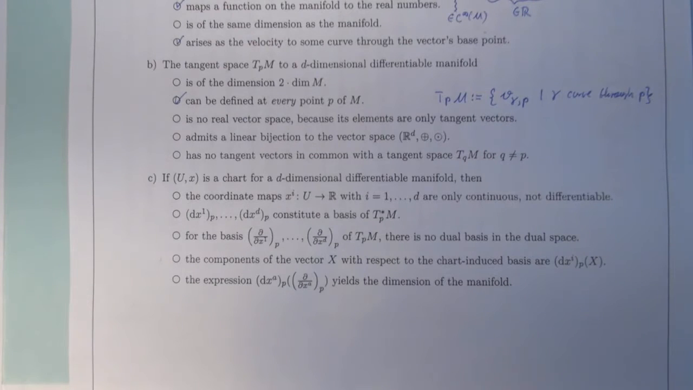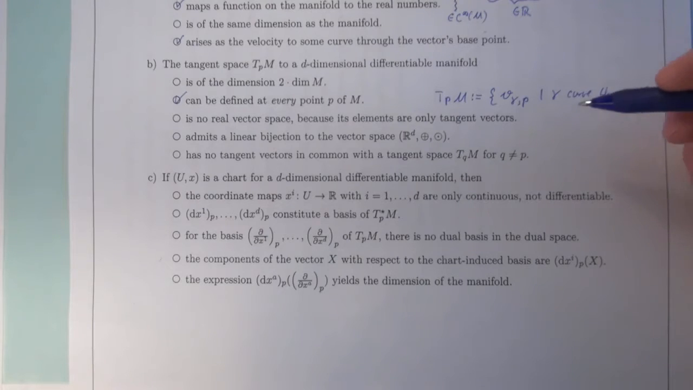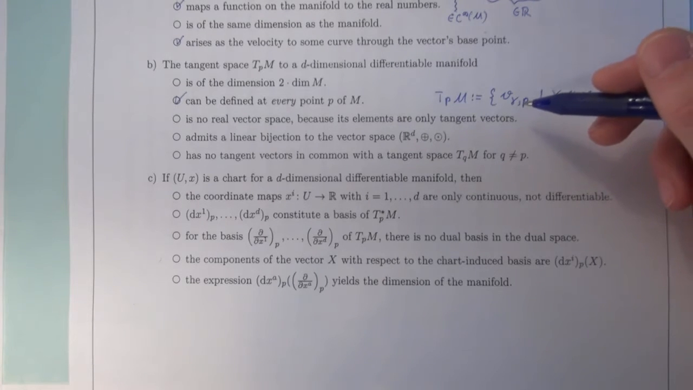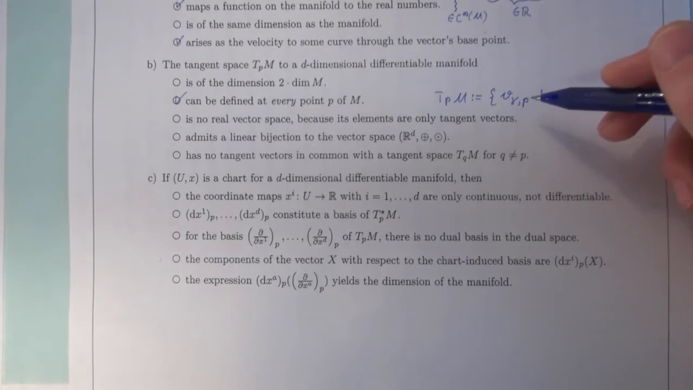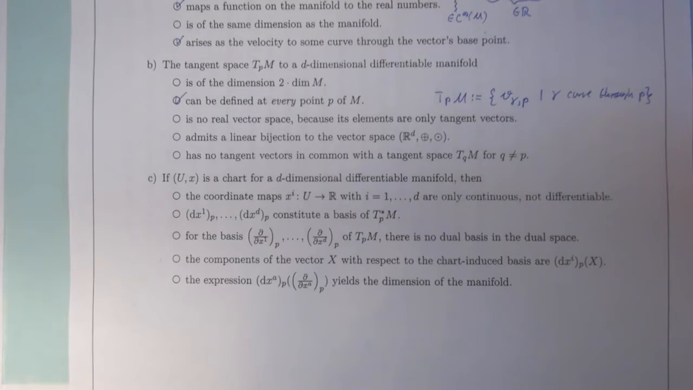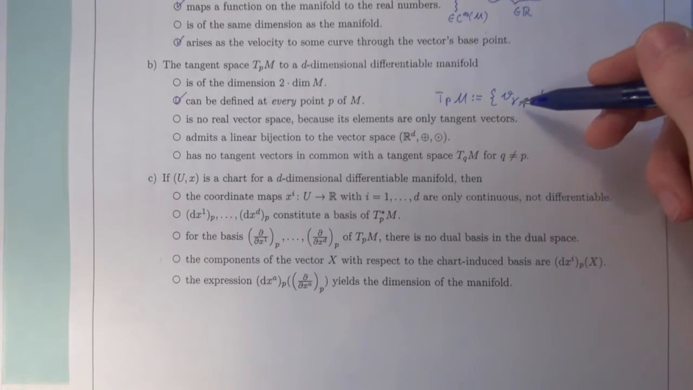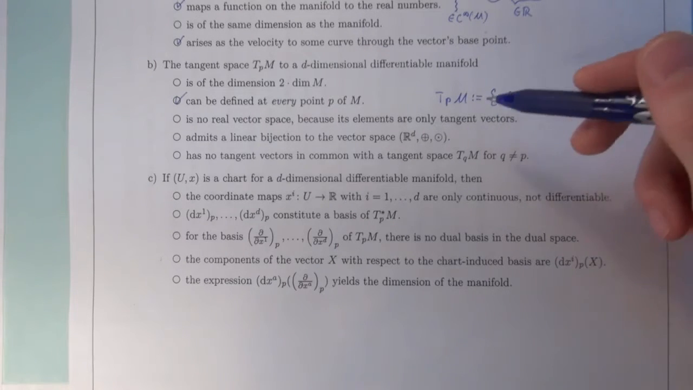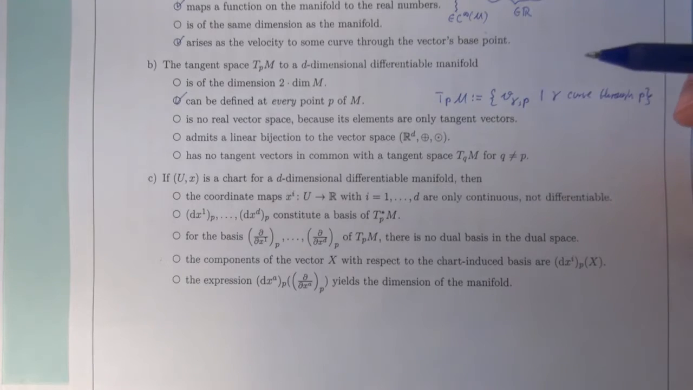The tangent space TPM is no real vector space because its elements are only tangent vectors. This is of course wrong, because in the lectures you showed that you can equip this tangent space with an addition and scalar multiplication, and you showed that the axioms for a vector space hold, so of course it is a vector space, and these elements are called tangent vectors because we call this vector space the tangent space, but nevertheless it is a vector space.